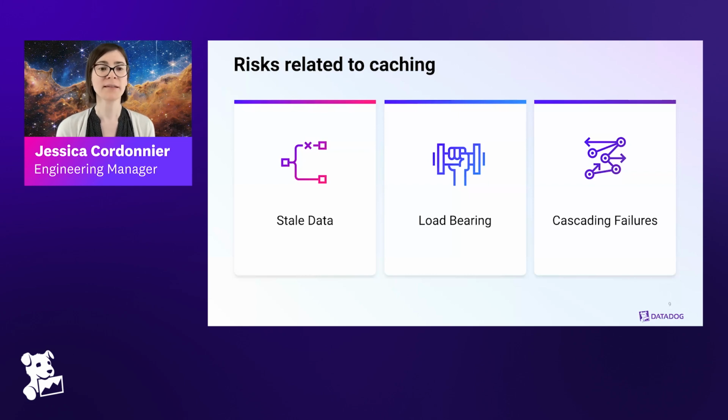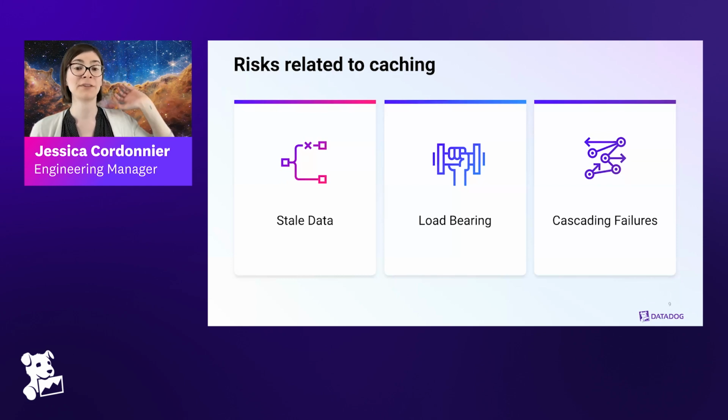Another risk related to caching is that eventually your cache might become load-bearing. You might be in a situation where you have a backend system that can handle 1,000 requests per second. Then you add a cache in order to scale to a bigger level, and now your application can serve 10,000 requests per second. What happens when your cache fails? What happens when your cache goes down?